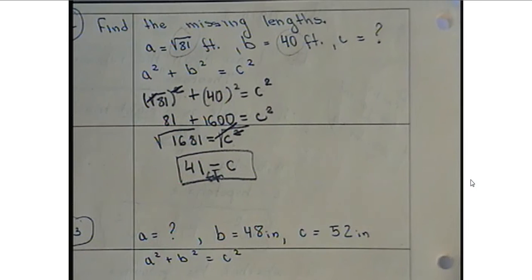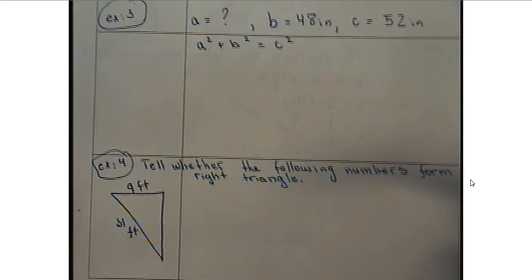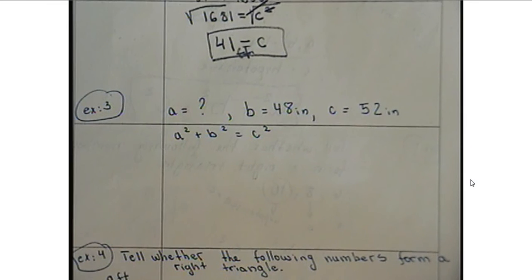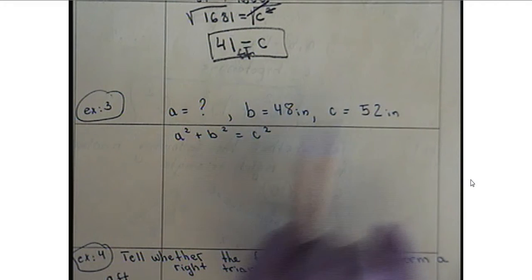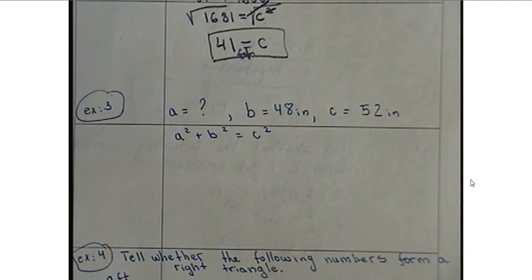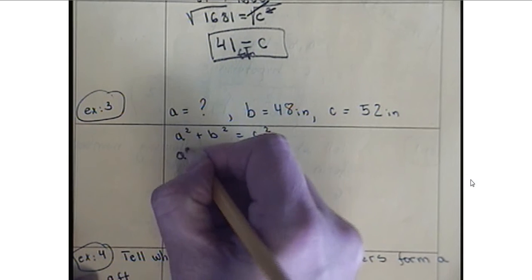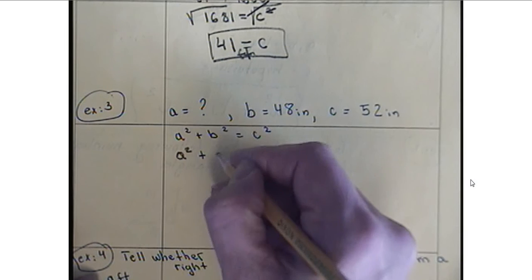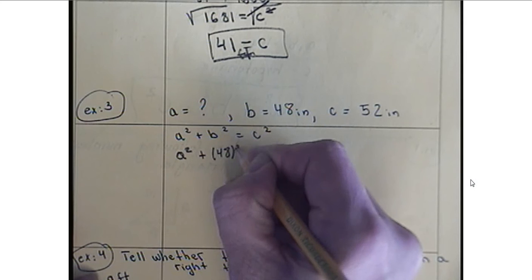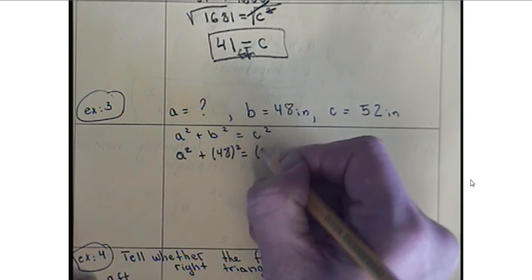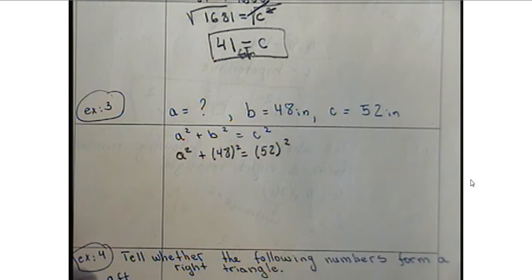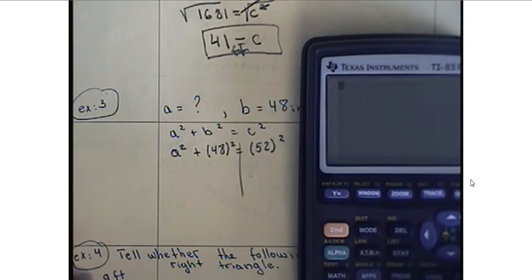Alright, next example, number 3. We are given B and C from the triangle. We're looking for A. Well, easy. We're just going to substitute those numbers. So A squared plus B squared, 48 to the second power, equals C squared, 52 to the second power. Well, let's go ahead and find out what those are equal to.